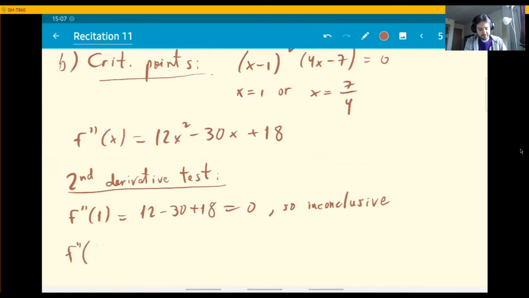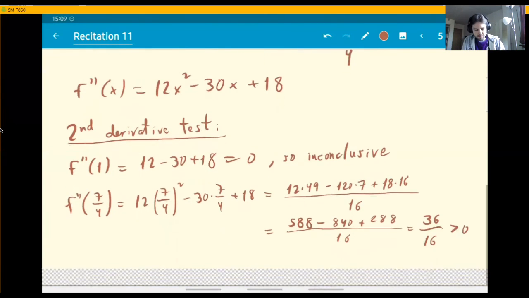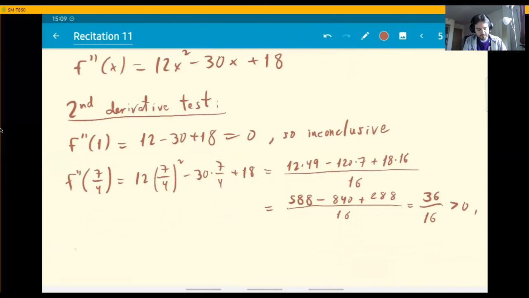And f double prime of 7 over 4. That's going to be some annoying calculation, but we can do that. 12 times 7 over 4 squared minus 30 times 7 over 4 plus 18. So what is that? As it turns out, it becomes 36 over 16, a positive number. So if you find a positive number, the point must be a local minimum. The point was 7 over 4. It's a local minimum.